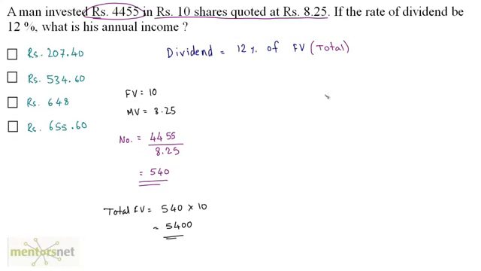Now we can calculate the income or the dividend. It is 12% of the total face value, that's 12 upon 100 times 5400. Cancelling out the zeros, I get 12 times 54, which is equal to 648. So the dividend is 648 rupees, and that is option C.